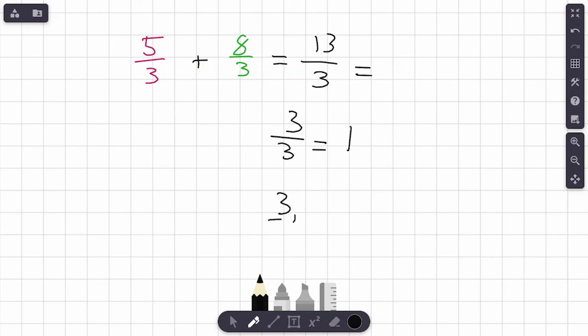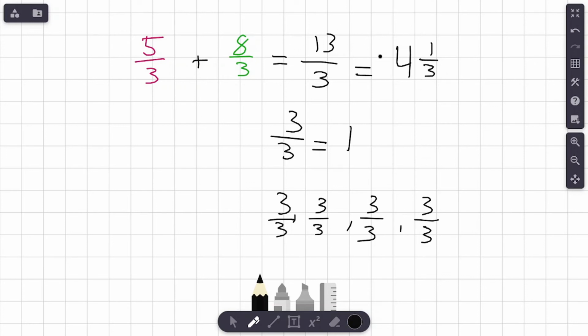So I'm doing 3/3. I'm doing another 3/3. I'm going to do another 3/3 because that's going to be 9/3. And I'm going to do another 3/3 because that's 12/3. So that's going to be 1, 2, 3, 4, because 3, 6, 9, 12. And that's going to leave me 1/3 as my fraction.